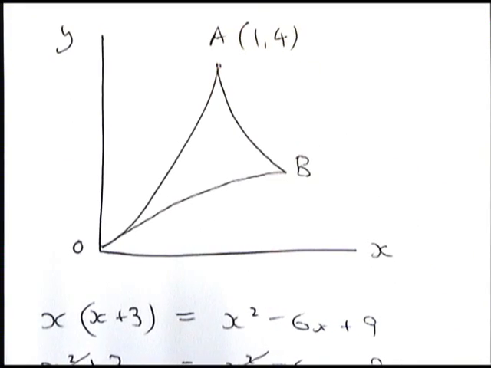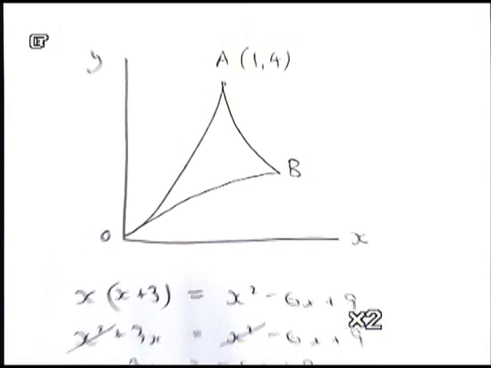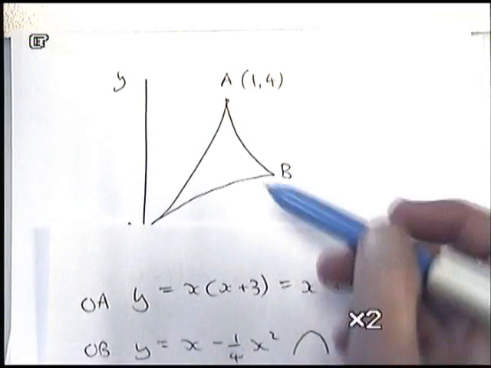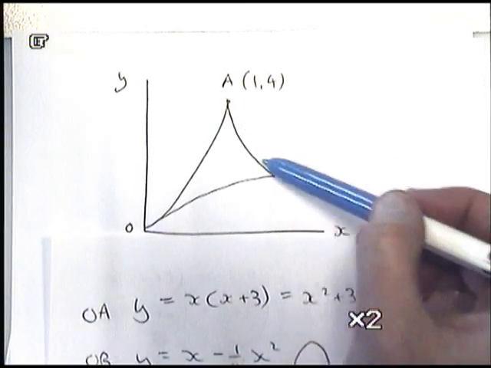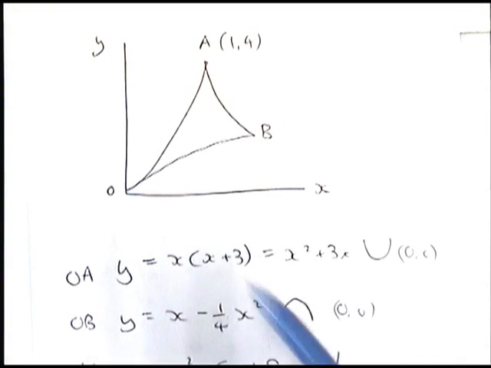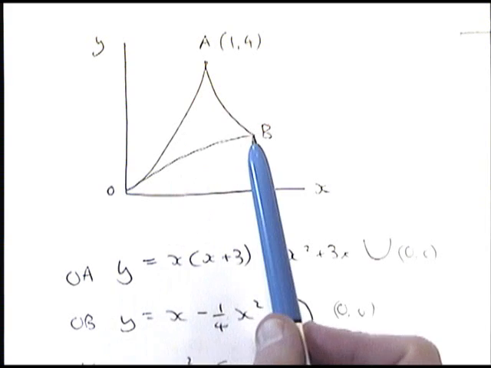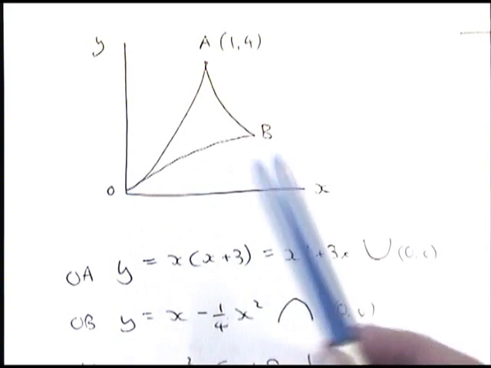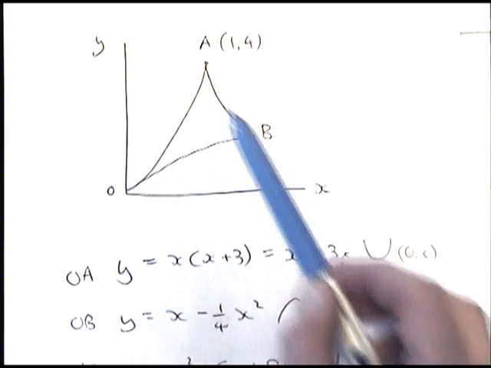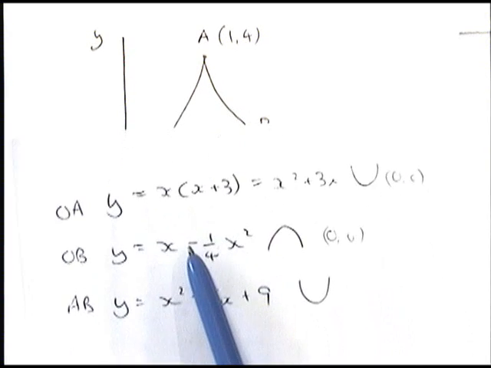Now for point B, I've got to find where the curve OA and the curve OB meet. That's where, I may have said the wrong one a minute ago, it's where the curve OB and AB meet. These bottom two here.